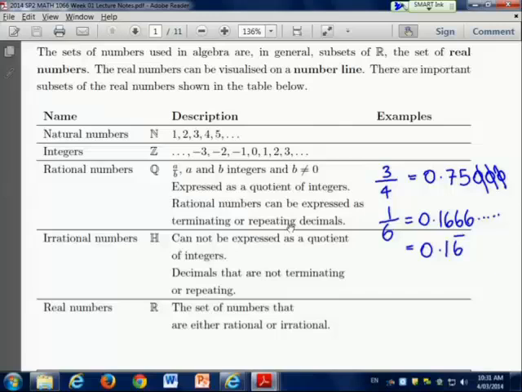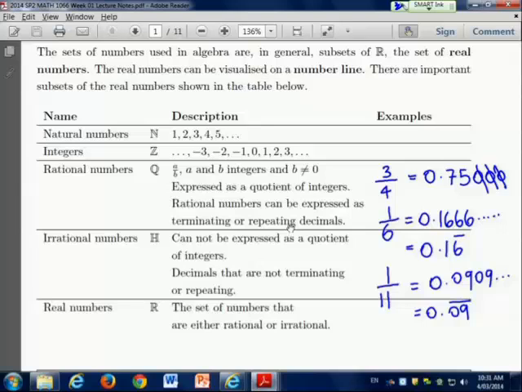And it's not just the last digit that can repeat as well. So let's try one more. 1 on 11 is 0.0909. So it's the 09 that repeats. So we'd put the bar over the 09. Like that.